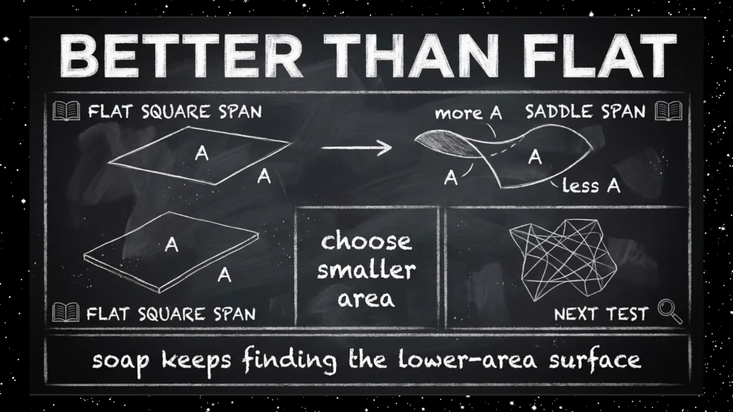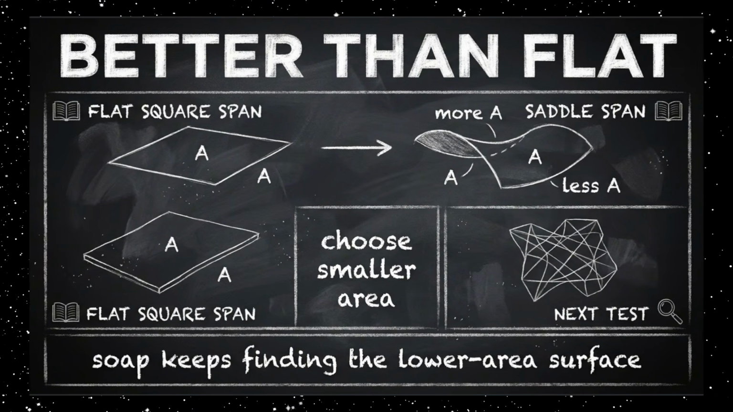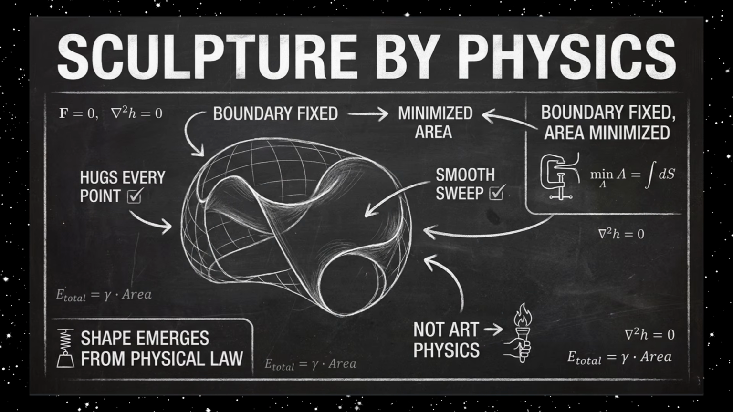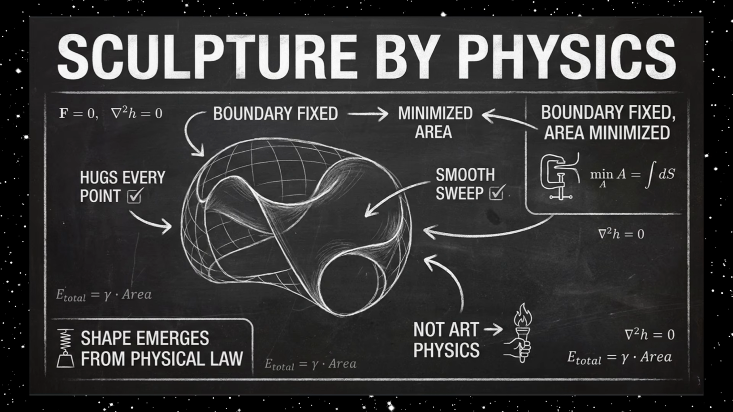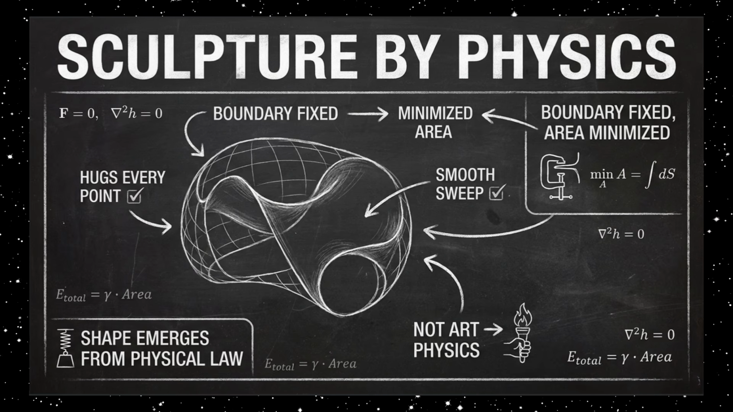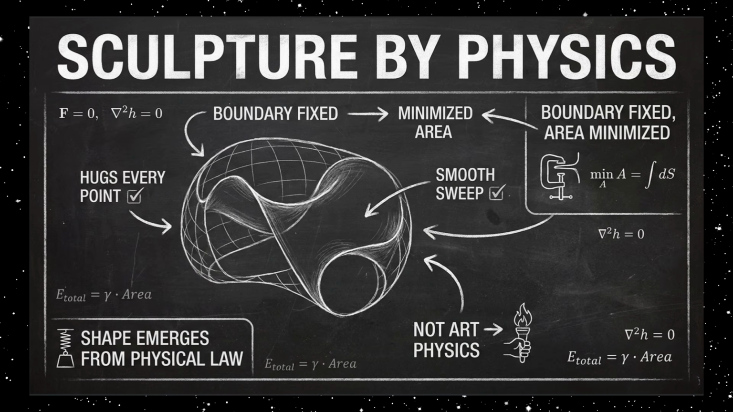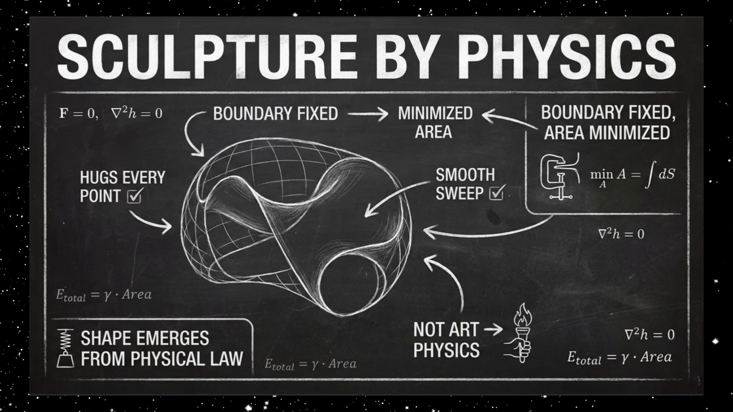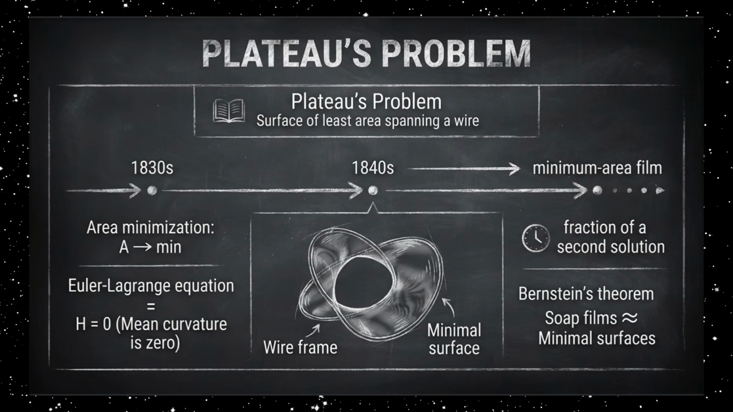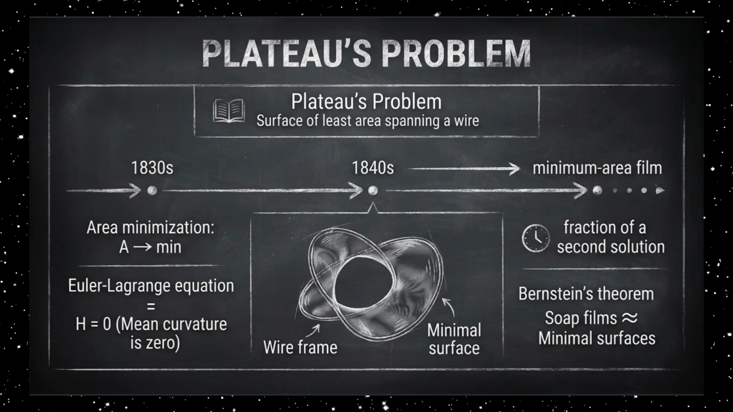Now make the wire really weird. Twist it into some irregular asymmetric three-dimensional tangle. Dip it in. Pull it out. And the soap film stretches itself into this gorgeous flowing surface that hugs the wire at every point. It curves and dips and sweeps in ways that look almost artistic, like a sculpture. But it's not art. It's physics. That film has found in a fraction of a second the surface of minimum area that spans that wire boundary.